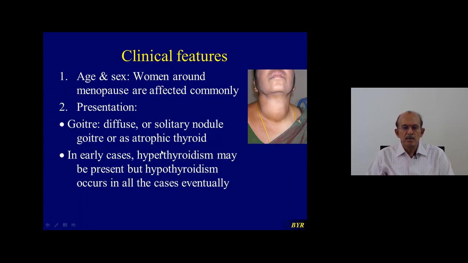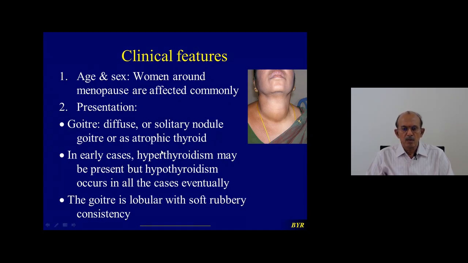In early cases, there may be hyperthyroidism, because when there is inflammatory reaction, there will be destruction of the globules and release of the thyroxine hormones into the bloodstream. So there may be transient hyperthyroidism for just a few days or a few weeks. But hypothyroidism occurs in all cases eventually. The goiter is lobular with soft rubbery consistency.